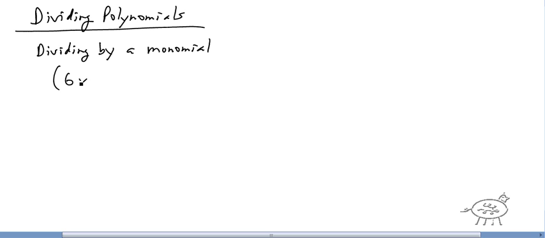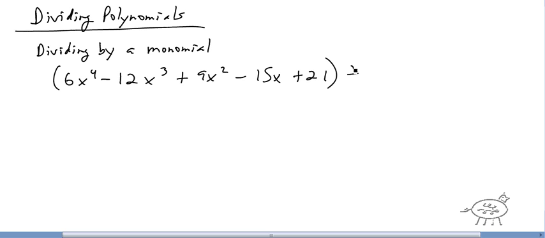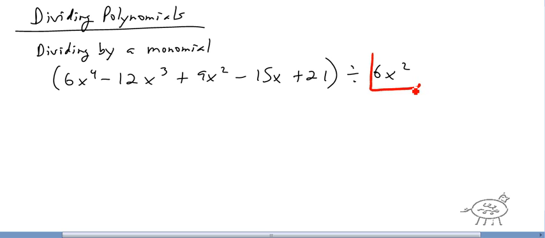I'll give you something like 6x to the fourth minus 12x cubed plus 9x squared minus 15x plus 21. That's kind of extreme, but that's okay. Divided by 6x squared. So this is the deal, and you've got to remember this, and I'm going to put this in red here. It's divided by a monomial only. So we're going to have something different when it's divided by a binomial. But for a monomial, that's what you need to remember.